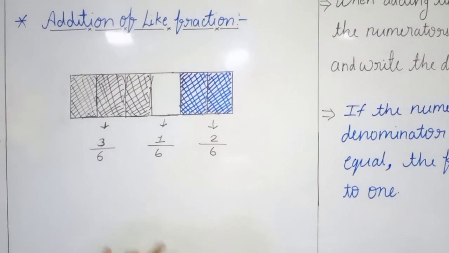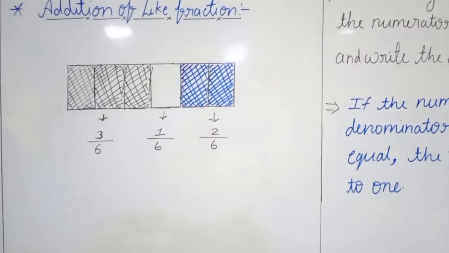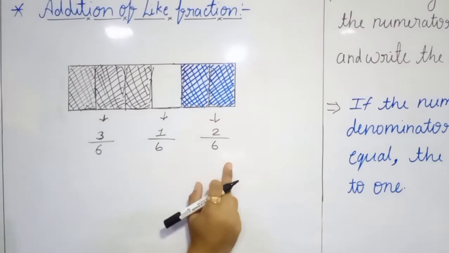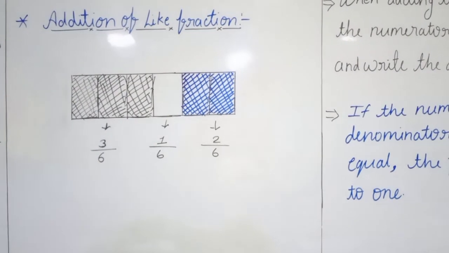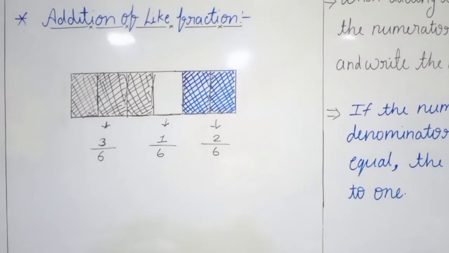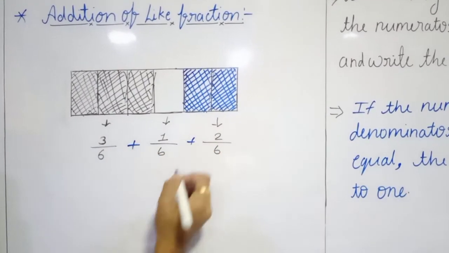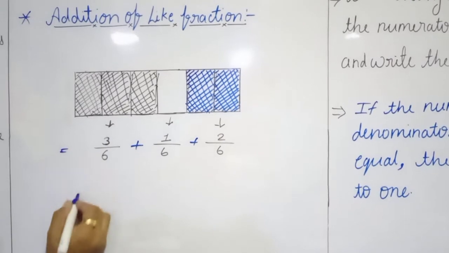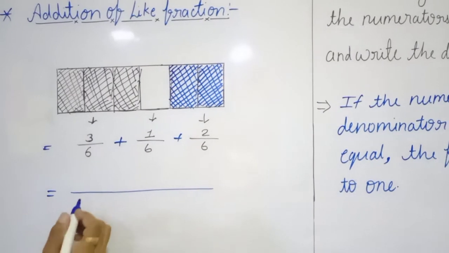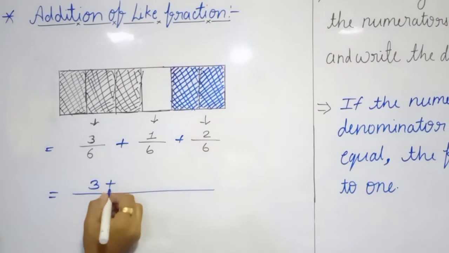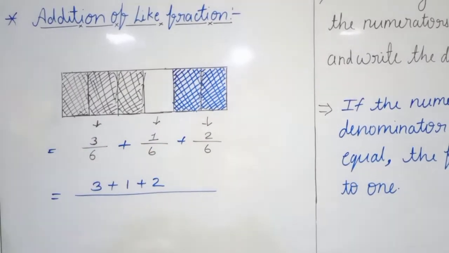We can do the addition between any two fractions or more than 2 fractions. Just remember that the denominator should be the same. Today we are going to learn about the addition of like fractions. So here we have 3 upon 6, 1 upon 6 and 2 upon 6. Let's do the addition of all these. First we have to write the numerators with the sign of addition. So 3 plus 1 plus 2. All the numerators of the 3 fractions should be added.